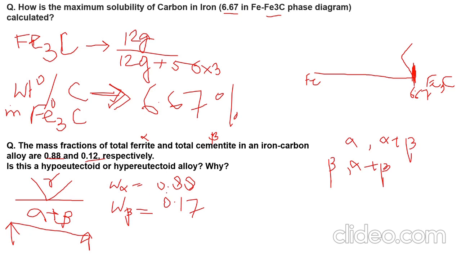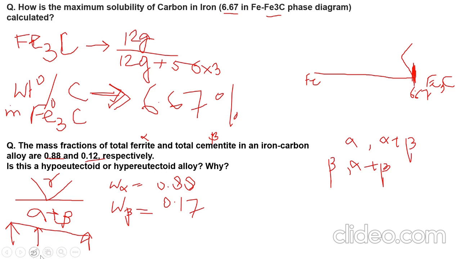The weight fraction of alpha is greater than the weight fraction of beta. This is only possible when you have a larger portion of the lever rule, with the fulcrum towards the left side, something like this. Then only can you have a larger portion of alpha divided by the total lever length. So that is one reason, and that is only possible when you have a hypereutectoid.